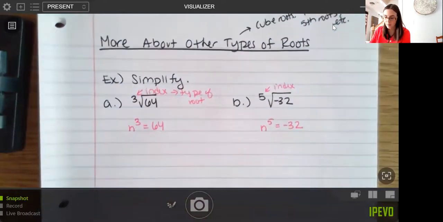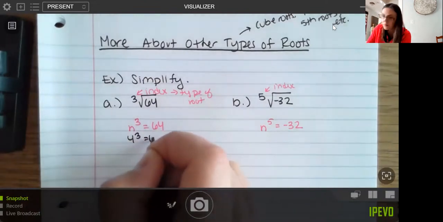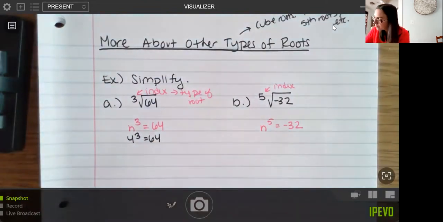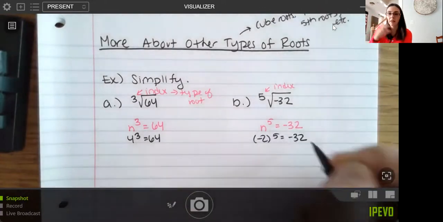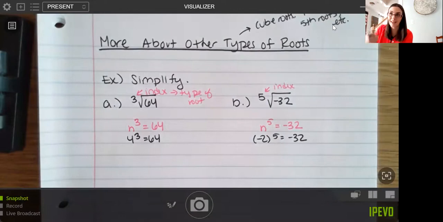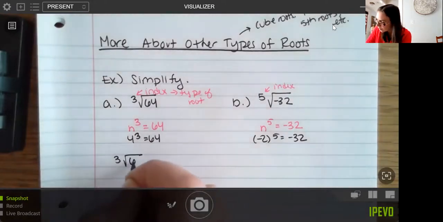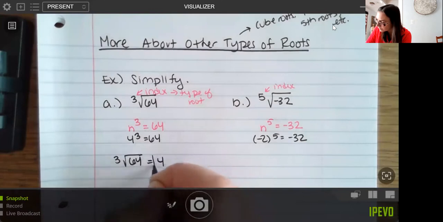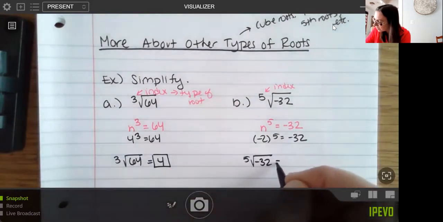And you can play around a little bit with different values, and hopefully you'll see that 4 to the third power is 64, 4 times 4 times 4. And negative 2 to the fifth power is negative 32. Negative 2 times negative 2 times negative 2 times negative 2 times negative 2. So if you multiply those all out, you do get those values. So our answer here for the cube root of 64 is going to just be 4. And then for the fifth root of negative 32, it's going to be negative 2.